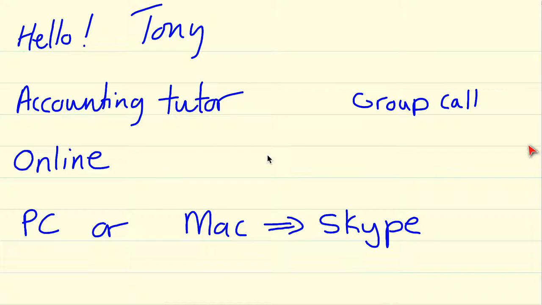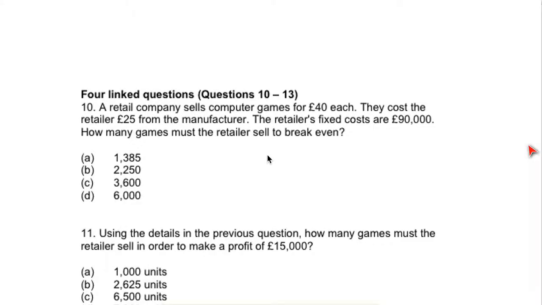To illustrate how this works, I'm going to work out a simple break-even question. I've got a student here who sent me the following questions. So let's say we're online. This is what the student will be seeing. I'll open his paper. This is his paper. Can you see the questions? We've got four linked questions here, question 10 to question 13. I'm only going to do question 10.